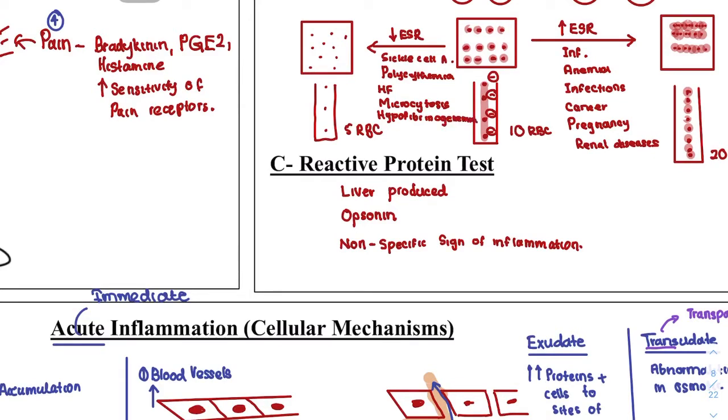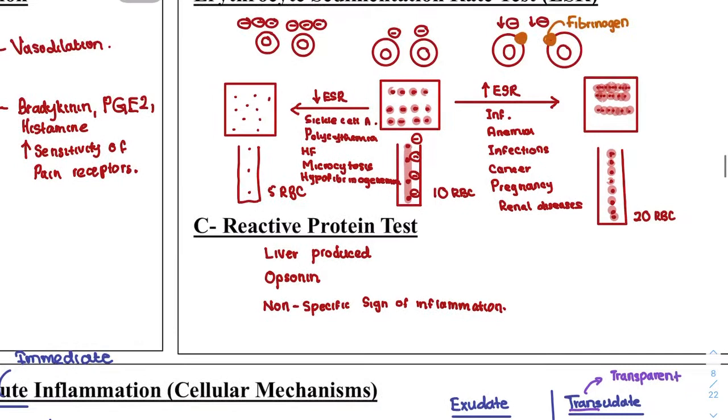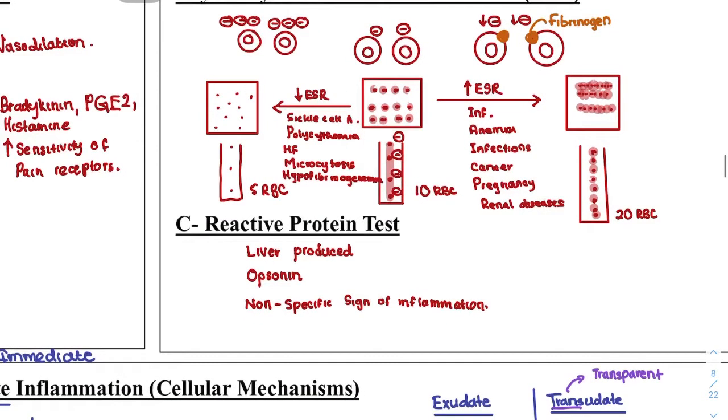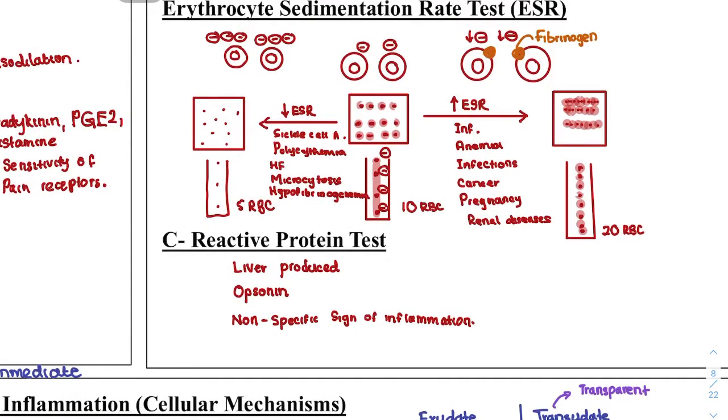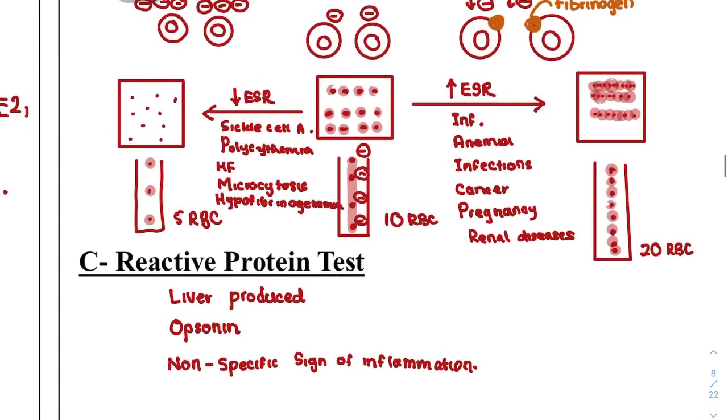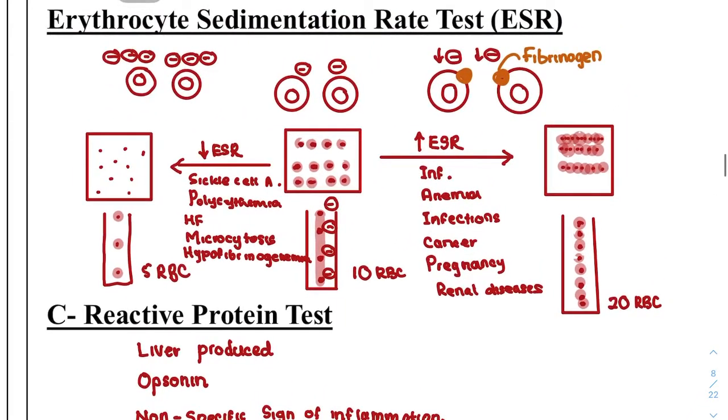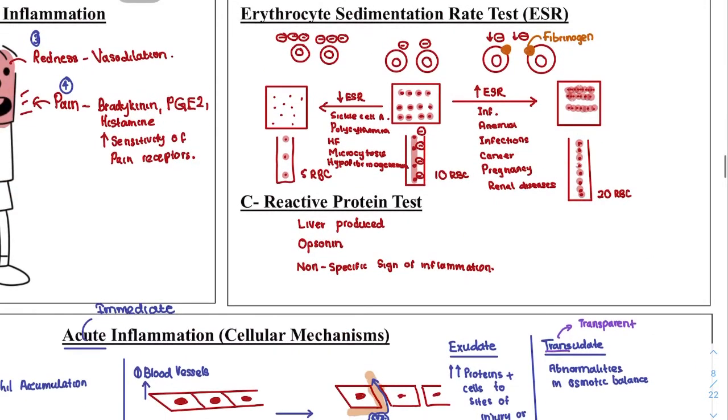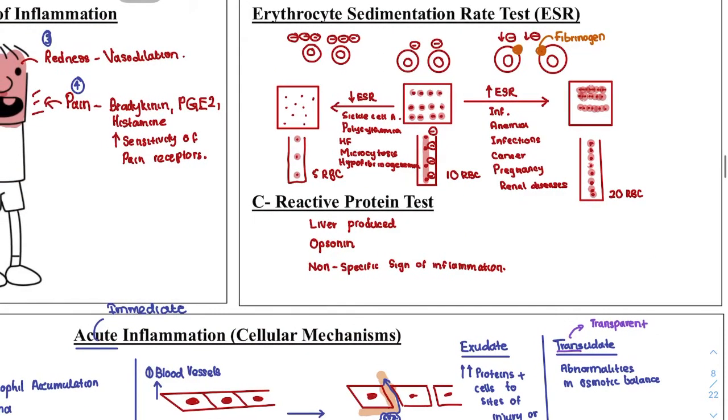This is a condition. So in this case, because either there's increased negative charge, or because the cell size is smaller, these cells will fall at a slower rate. So these are the three. That's the first test in checking for inflammation.